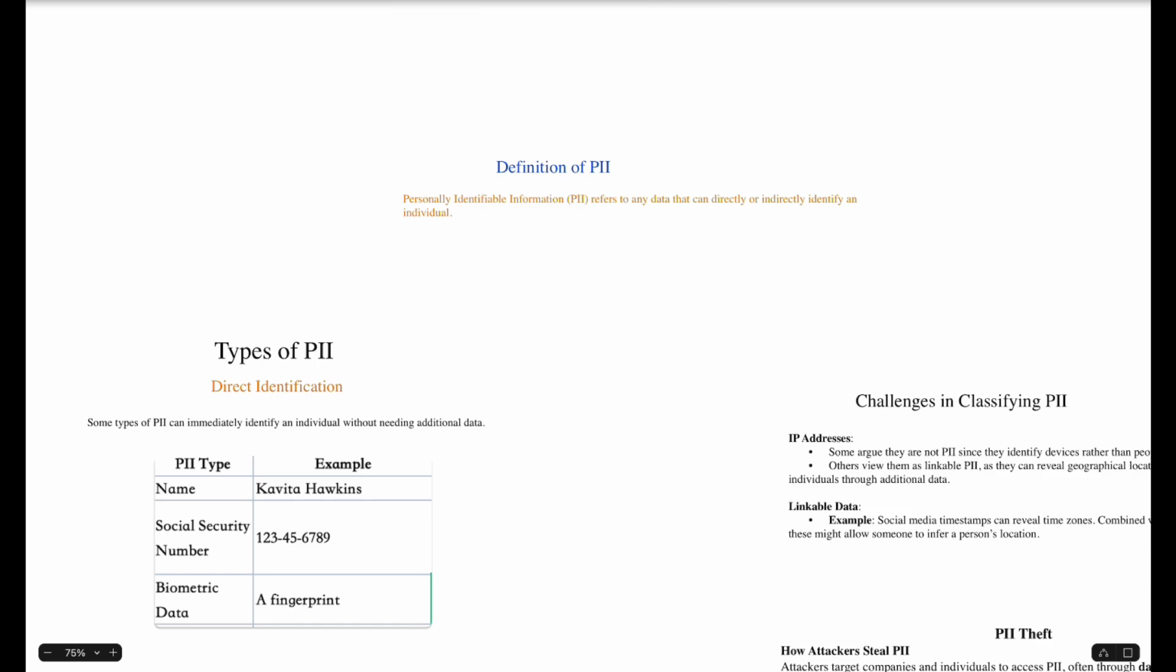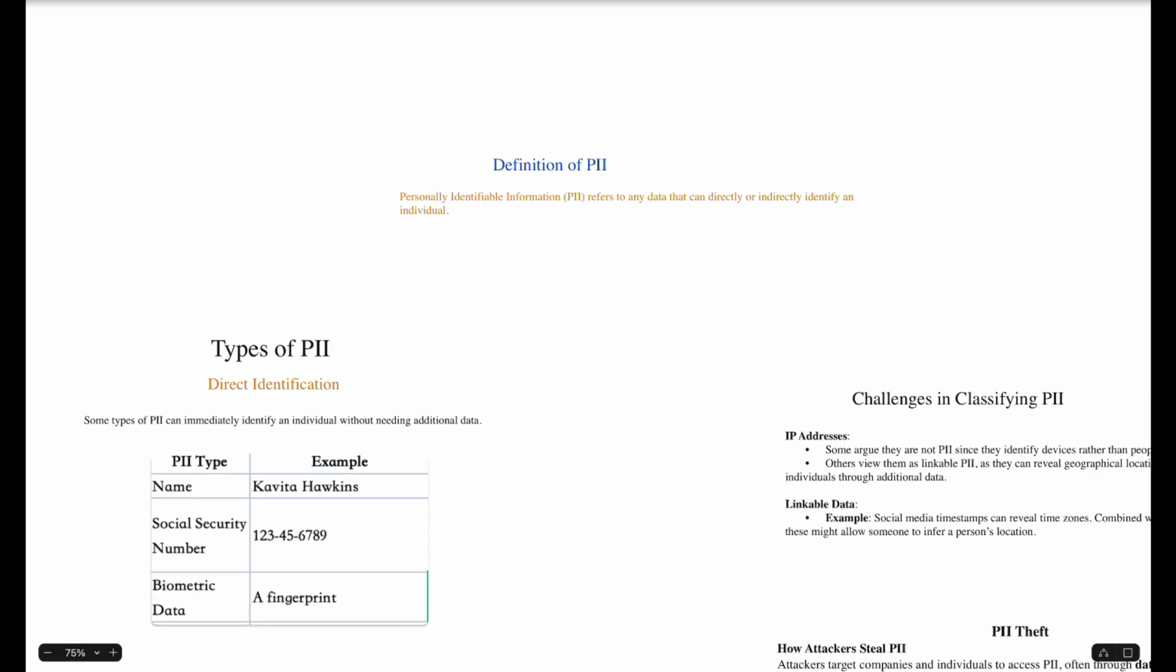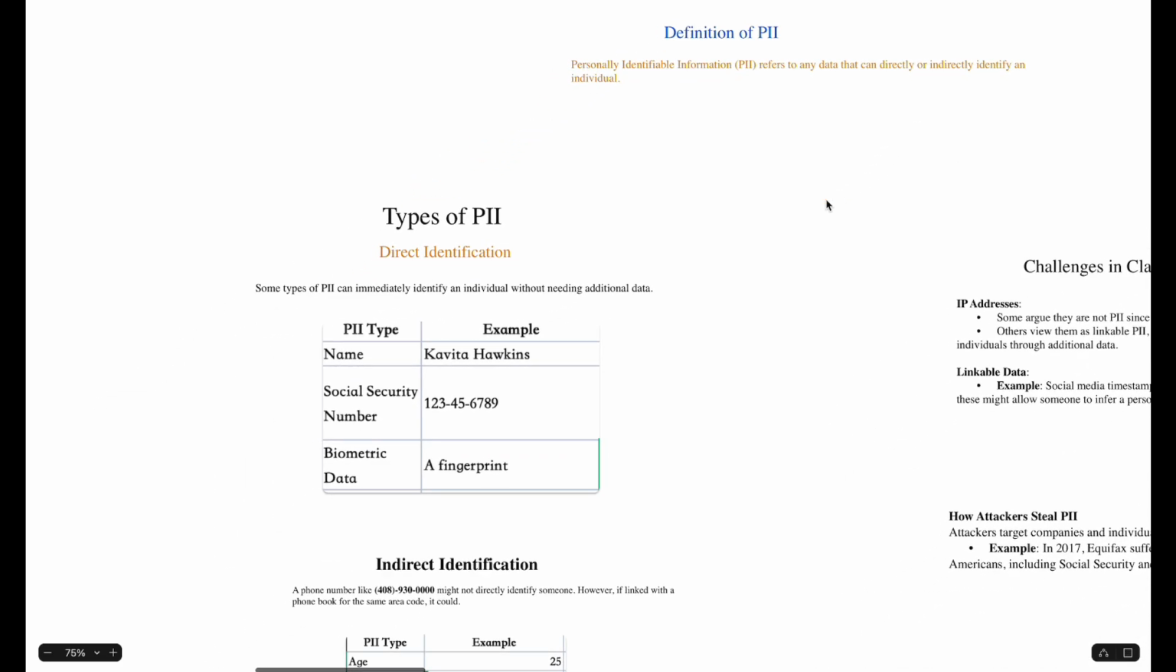So now let's dig deeper into PII. So this is personally identifiable information. This plays a really important role in identifying and personalizing services for people. But on the internet, this could lead to some security issues and privacy concerns. And we can look at different types of PII. So one of them would be direct identification.